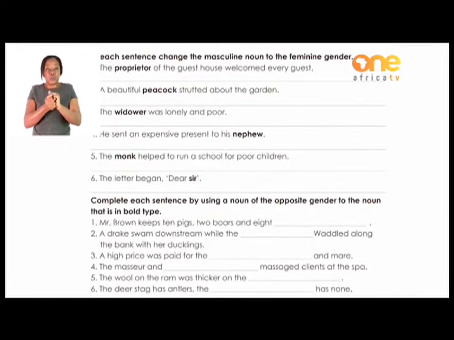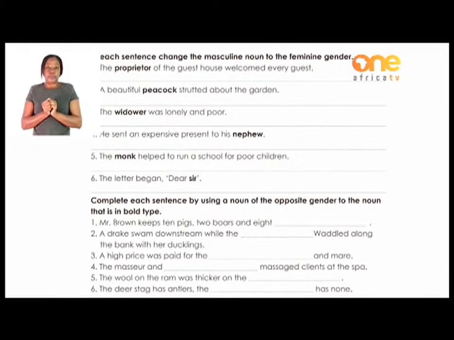A beautiful peacock strutted about the garden. A beautiful peacock strutted about the garden. Now I want you to change peacock. Peacock is a masculine, is a male side. What about if it was a female? You change that word. You are going to rewrite that sentence in the line given there. You will say a beautiful peahen strutted about the garden. So now do the rest as well by changing the bold words.